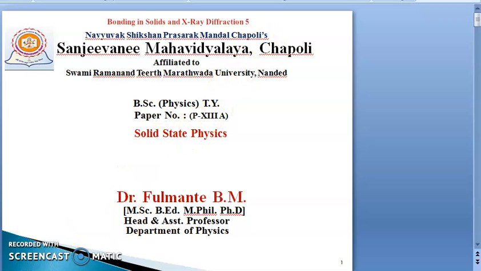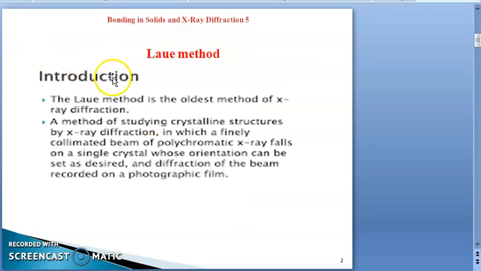In this lecture, we are going to discuss the structure of solid crystals using the Laue method. What is the Laue method? How is it useful? What are the applications? What are the limitations of the Laue method? All these things we discuss in this lecture in detail. Now let's turn to the Laue method.